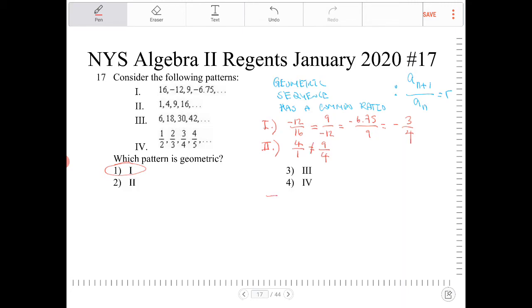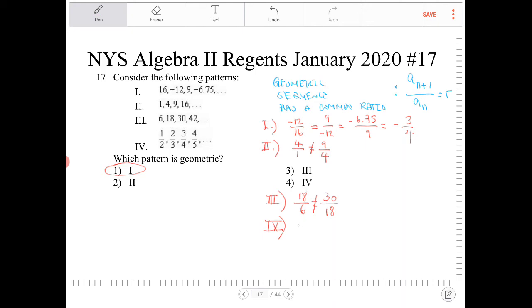All right, what about option 3? I have 18 over 6. Well, that's easy. That's just 3, right? Is that the same thing as 30 over 18? Clearly not the case. So again, that ratio doesn't hold.